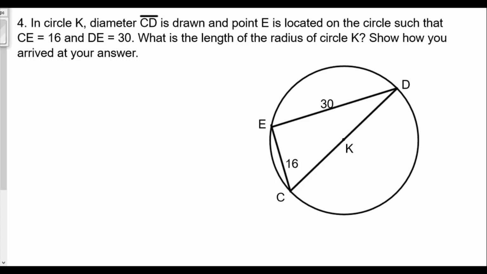In question number 4, circle K, diameter CD is drawn and point E is located on the circle, such that CE is 16, DE is 30. What is the length of the radius of circle K? And show how you arrived at your answer.